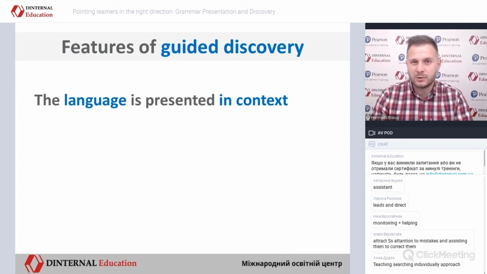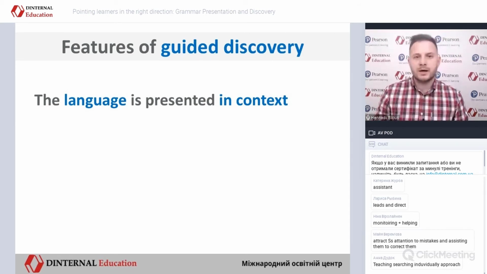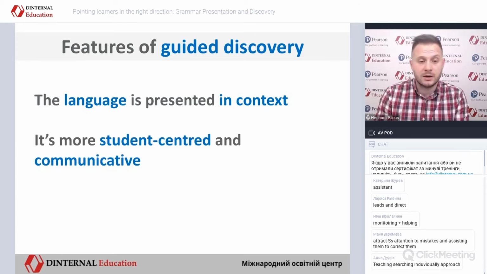In a deductive approach, it happens sometimes by means of some sample sentences. But if we talk about a context, a reading one or a listening one, or very often you could play a video, right? If you have a video containing this target language, this serves as a good, meaningful context for students to start with. Then it is obviously more student-centered and communicative.